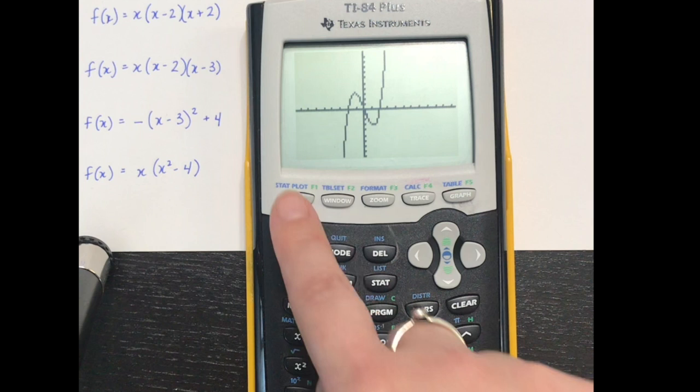The goal today was just to get you acquainted with these features of the graph for a function, and in tomorrow's lesson you're actually going to get to identify the features yourself.